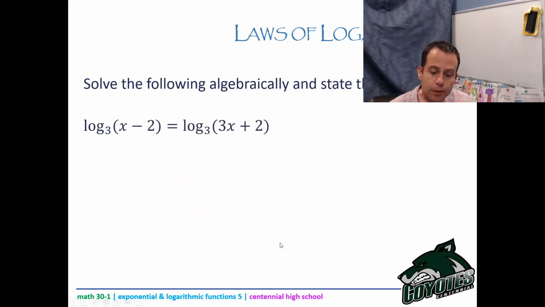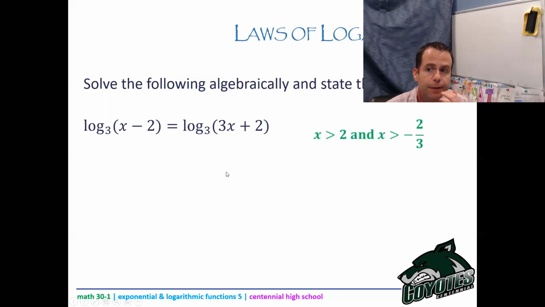Next example, we have log base 3 of x minus 2 equals log base 3 of 3x plus 2. Now, there are two different logs here that we have to think about restrictions for. This one here tells me x has to be greater than 2, and this one here tells me x has to be greater than -2/3.